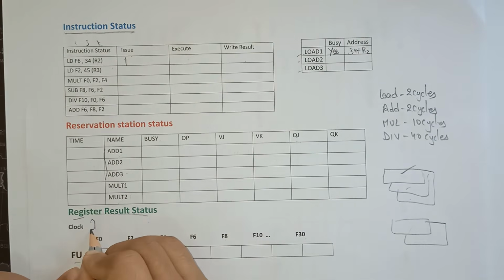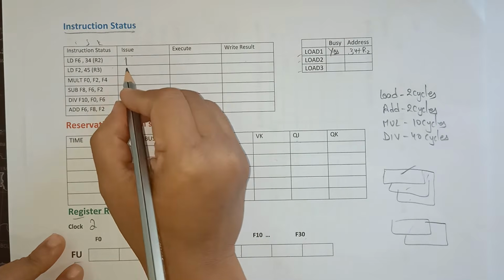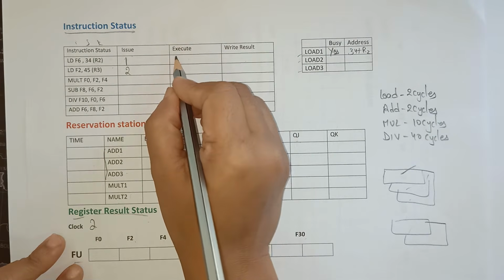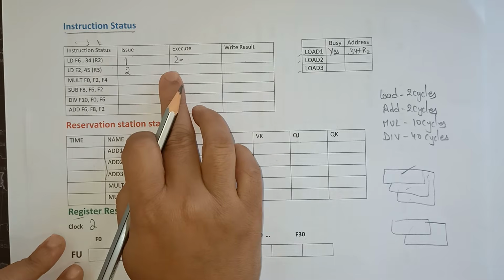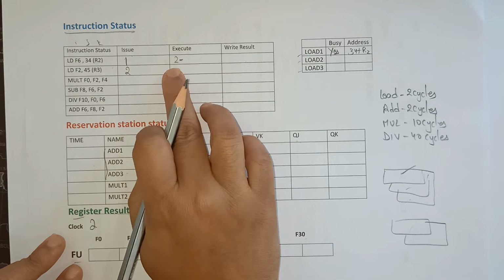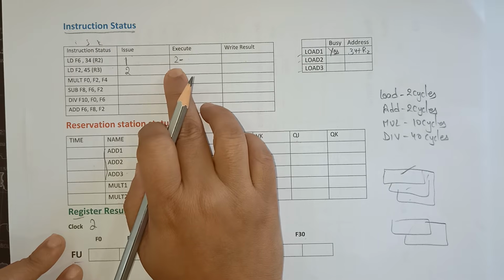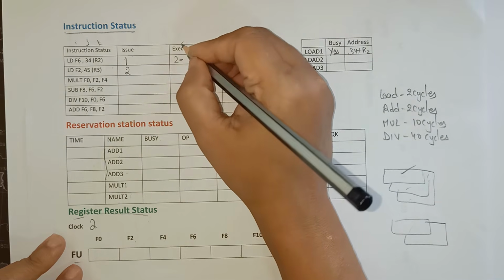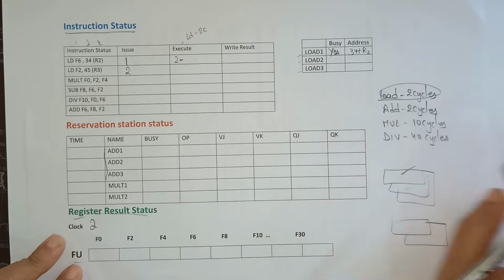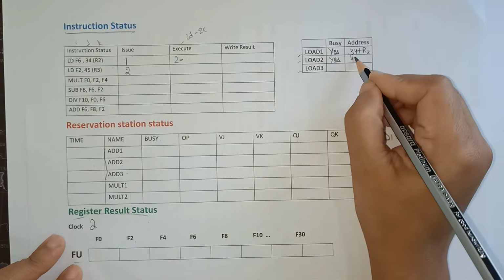Okay, clock cycle 2. In clock cycle 2, what's happening? In clock cycle 2, this load is issued and it starts execution, but it does not complete execution in one clock cycle because load takes 2 clock cycles. So wait, don't try to complete it because it starts at the 2nd clock cycle but it is not completed. It is waiting because the load will take 2 clock cycles, as I said. Okay, and at the same time load 2 is busy. Yes, with what address? 45 plus R3.